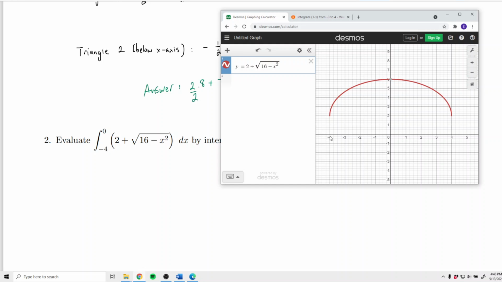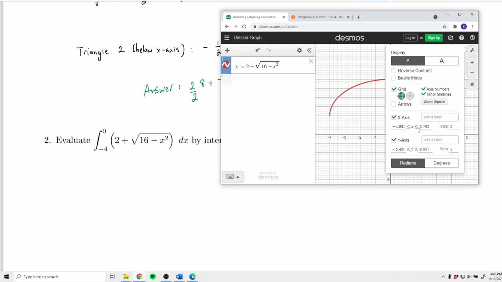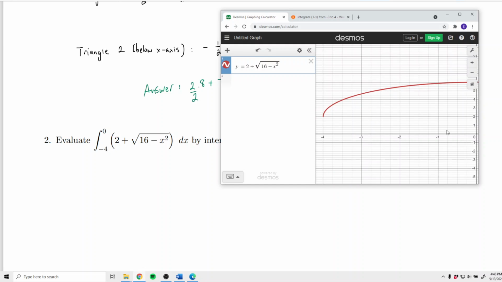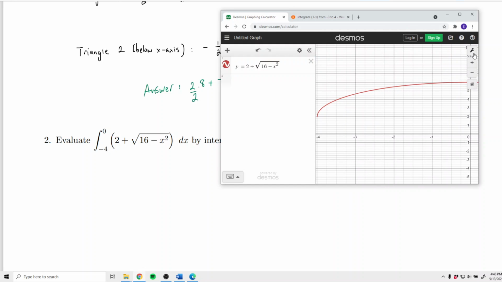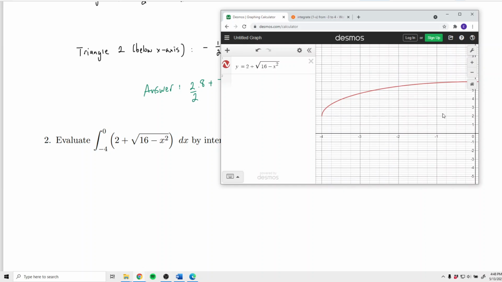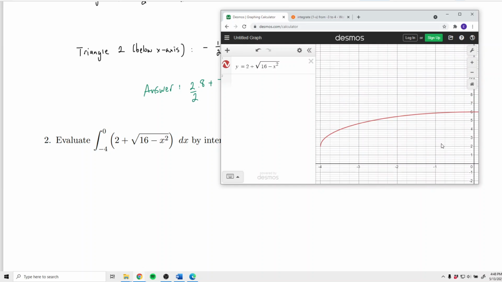And we only care about from x is 0 to x is 4. So I'm going to go ahead and adjust these settings. The x value, -4 to 0. The y value, well, we need to see it at 0, so this is fine. And I'll scroll out a little bit just so we can have a little extra room. And you see that y value goes up to 6. So let's move this up a little bit and we can see it better.